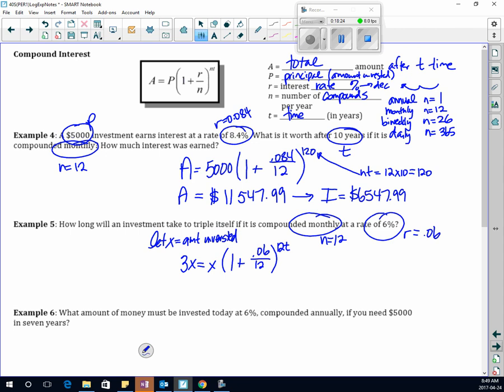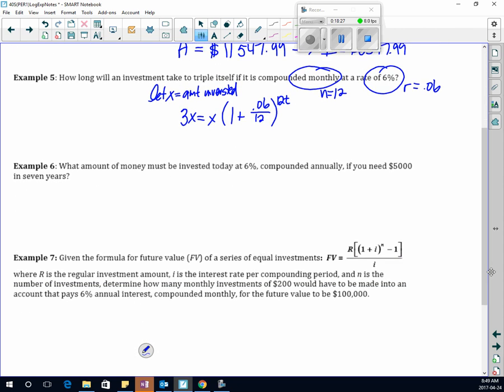What do I have to do first here? Divide by x. Now, normally I would say you can't divide by x, but x is an amount that I'm investing and it's not 0, so I know it's not going to be dividing by 0. So does everybody see if I divide by x, these will cancel? So that's why it doesn't matter how much you invest. If you invest $1 or 1,000 and it becomes $3 or 3,000, once you divide it, you'll get 3 equals 1 plus 0.06 divided by 12, to the power 12t. Does everybody see that?